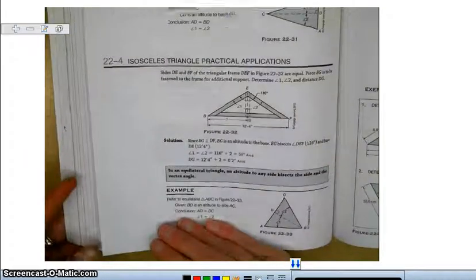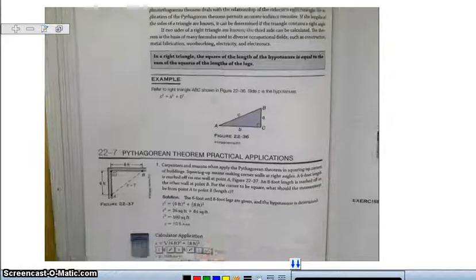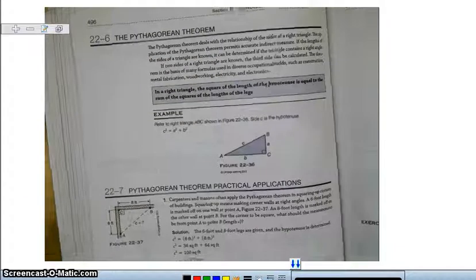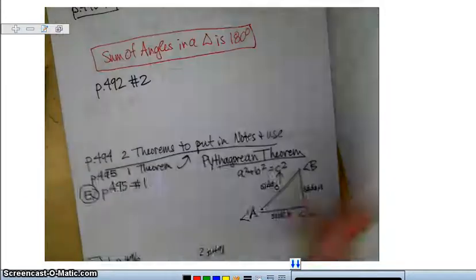Oh no, we've got a few other theorems that we have to talk about here. You need to look through the theorems and write them in your notes from page 494 on isosceles and equilateral triangles. And on page 496 is probably the most important one, the Pythagorean theorem. And that's the one I'm going to do an example of right now.